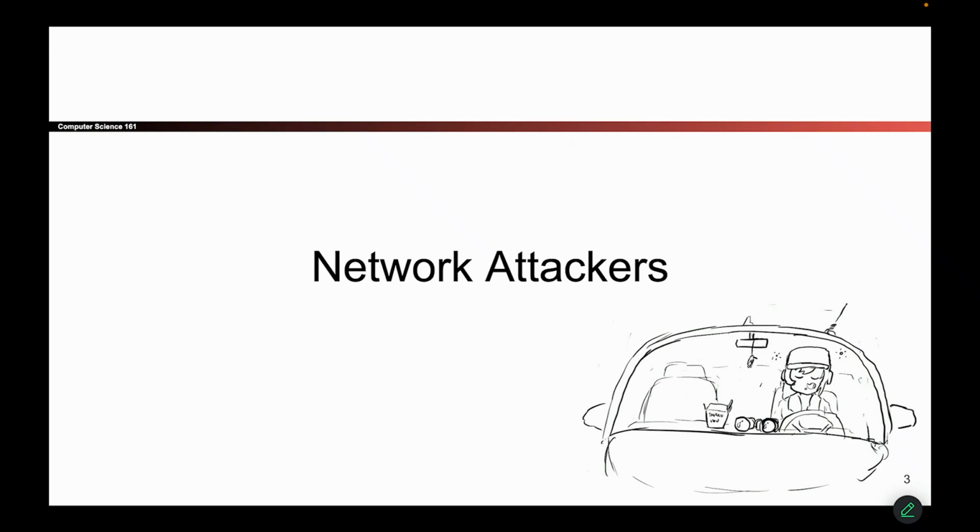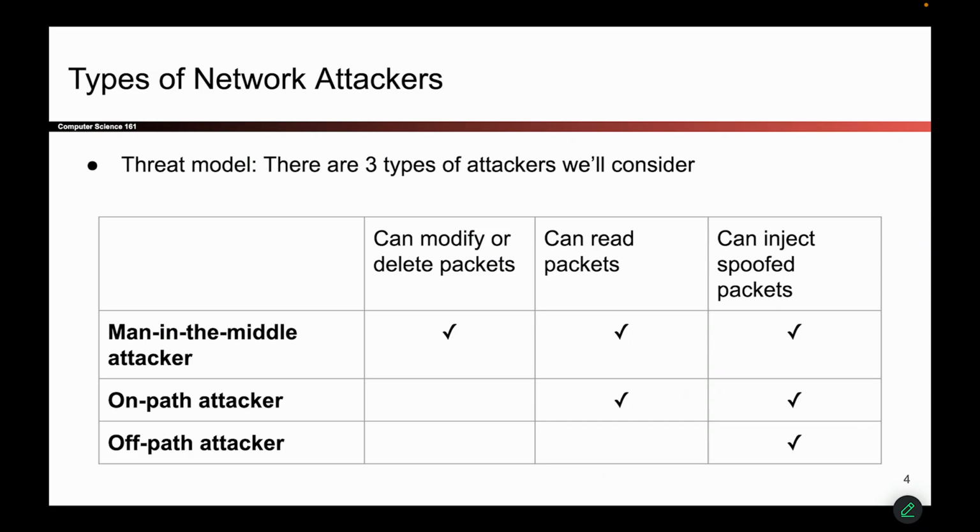So before we start talking about attacks, let's talk about what type of attackers exist on the network. At least for this class, we'll focus on 3 types of attackers. And what makes them different is what capabilities they have. So first, we have the man-in-the-middle attacker. You might have seen this term when we talked about cryptography. And it's the same kind of attacker. This attacker can modify or delete your packets. They can read what your packets say as they're being sent across the network. And they can also create packets of their own and send those across the network. So that's the man-in-the-middle attacker.